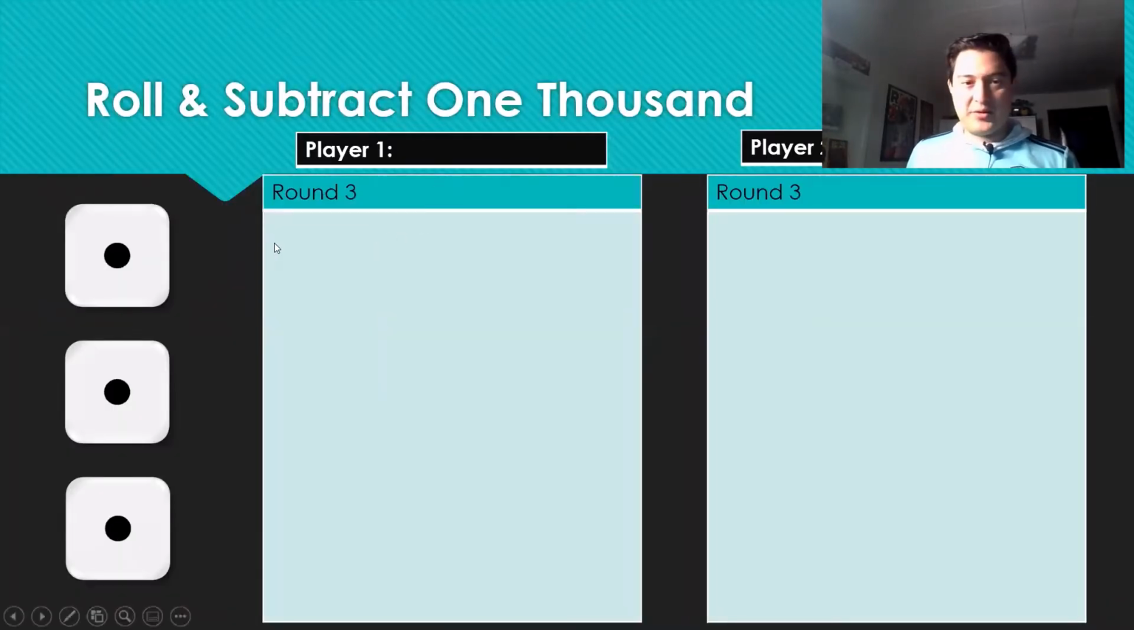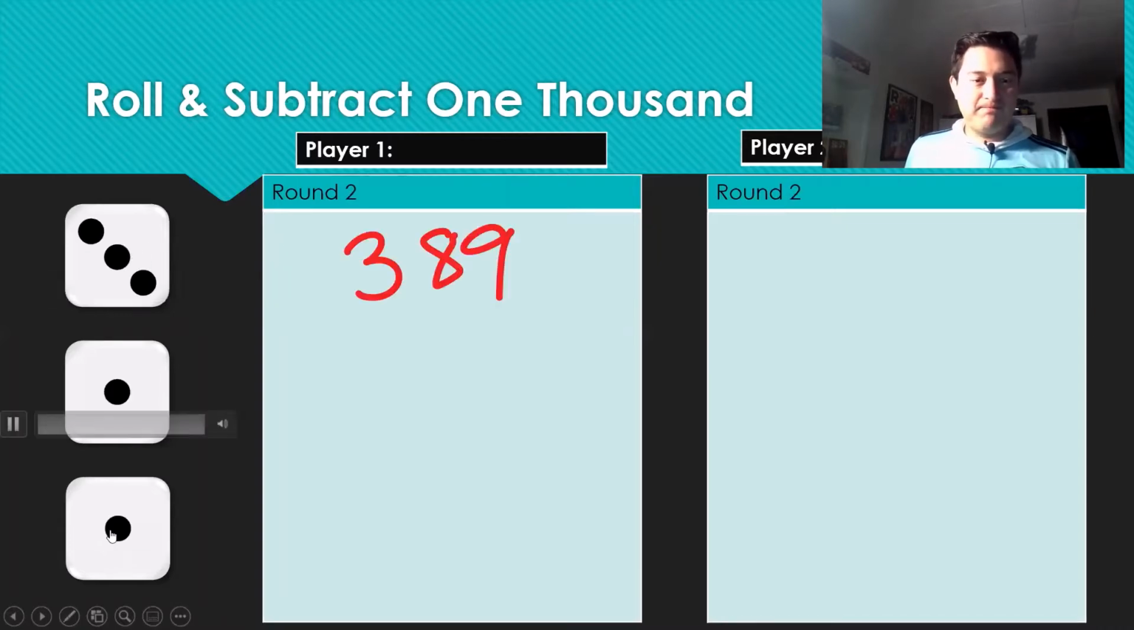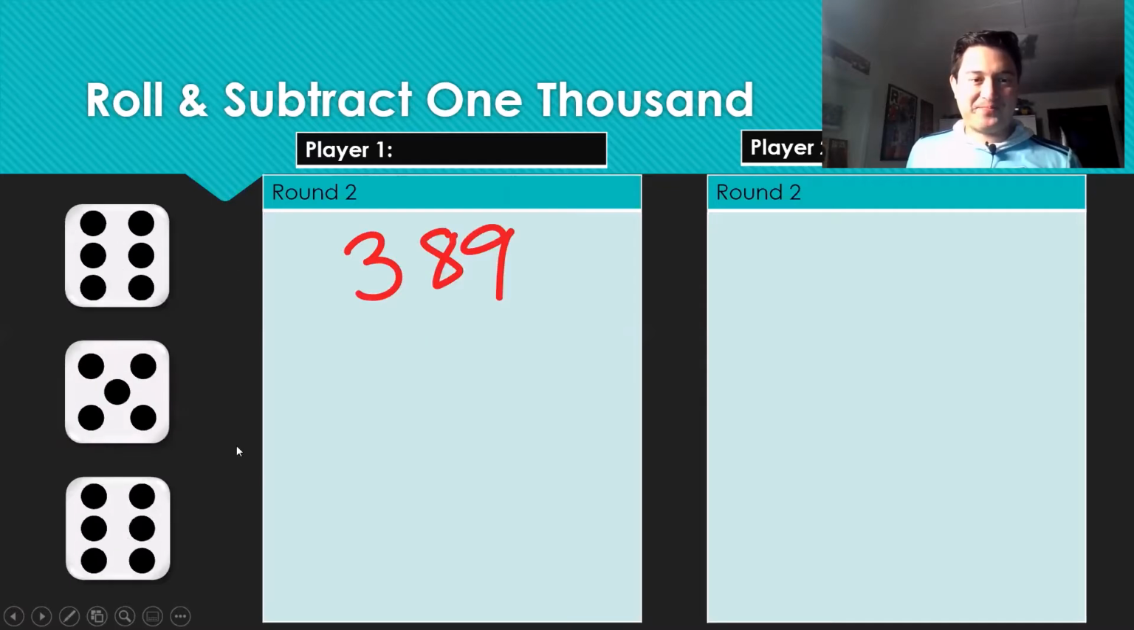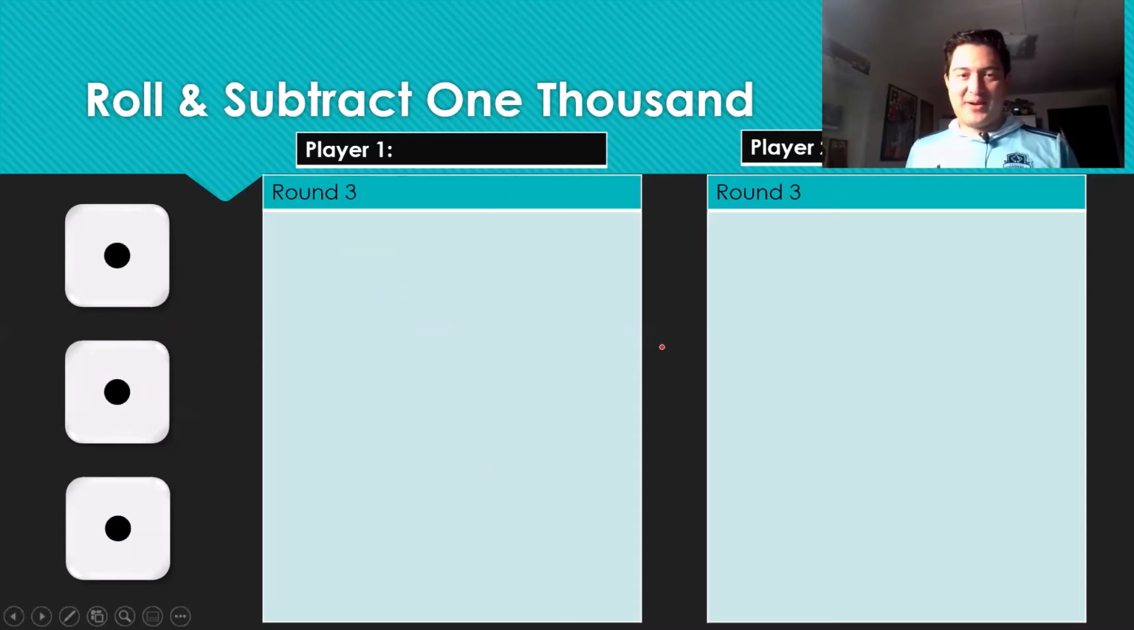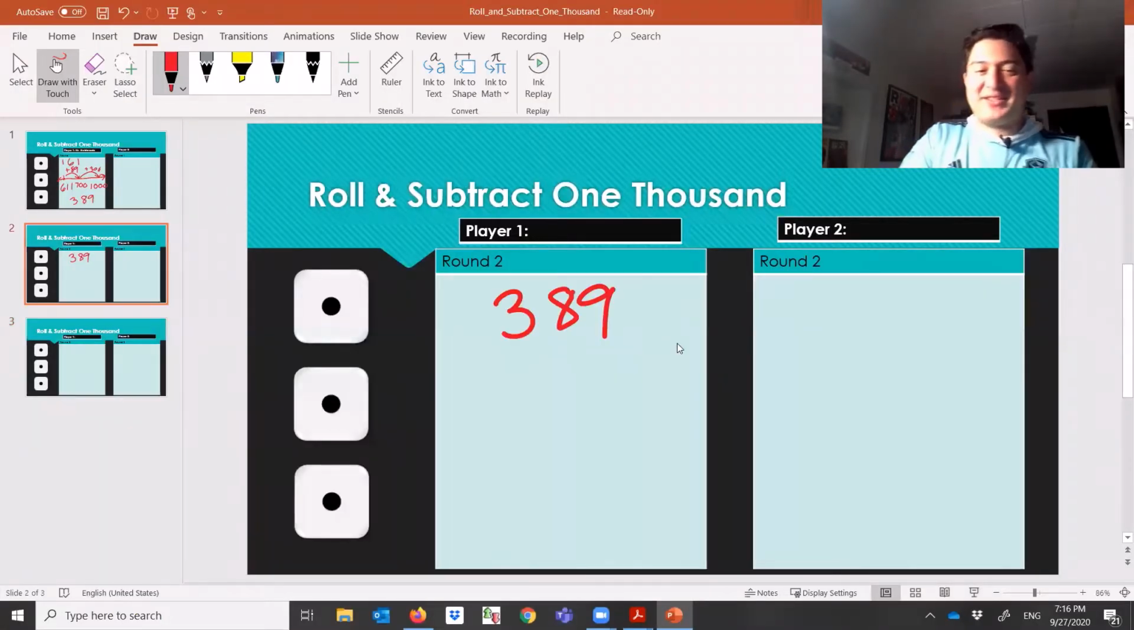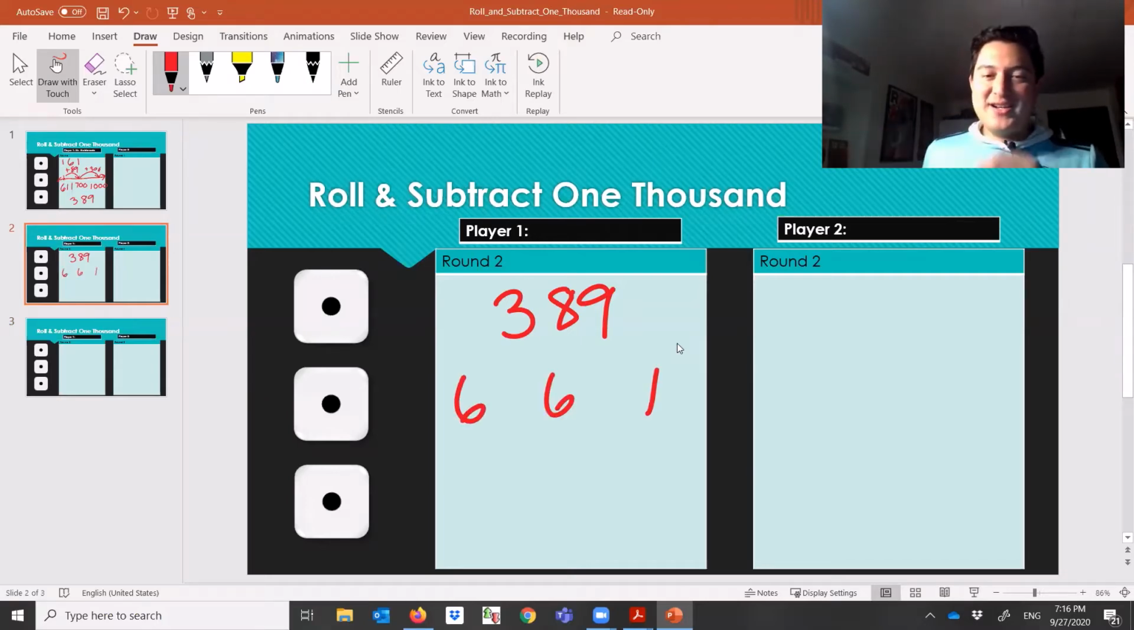Ooh, went too far. All right, let's start it. All right, stop, stop, and stop. Okay, I have a 1, a 6, a 6, and a 1. So let's stop here. Now I have to subtract from 389.